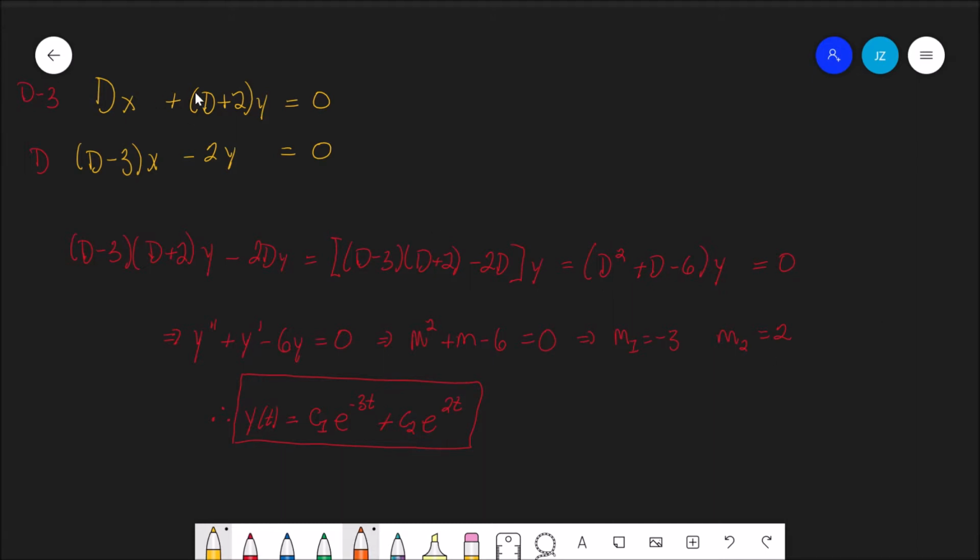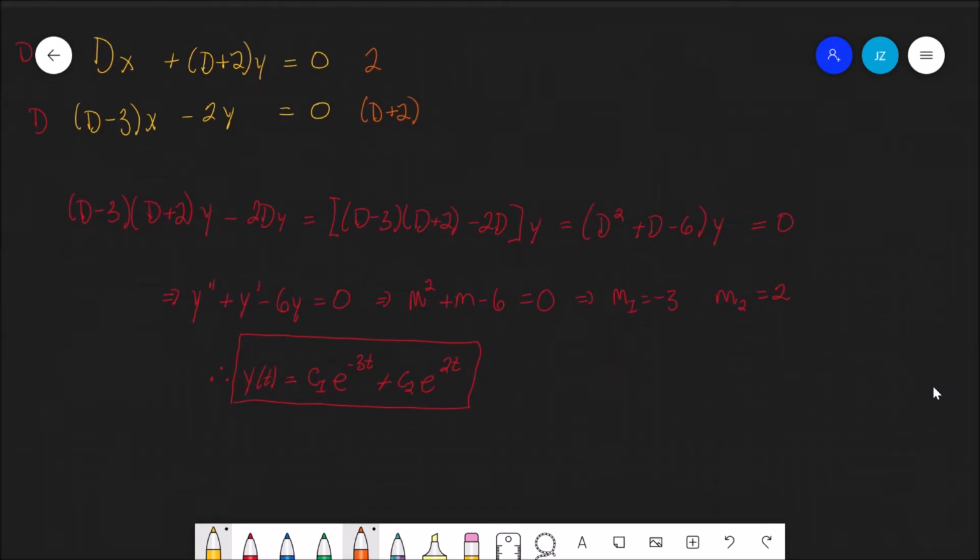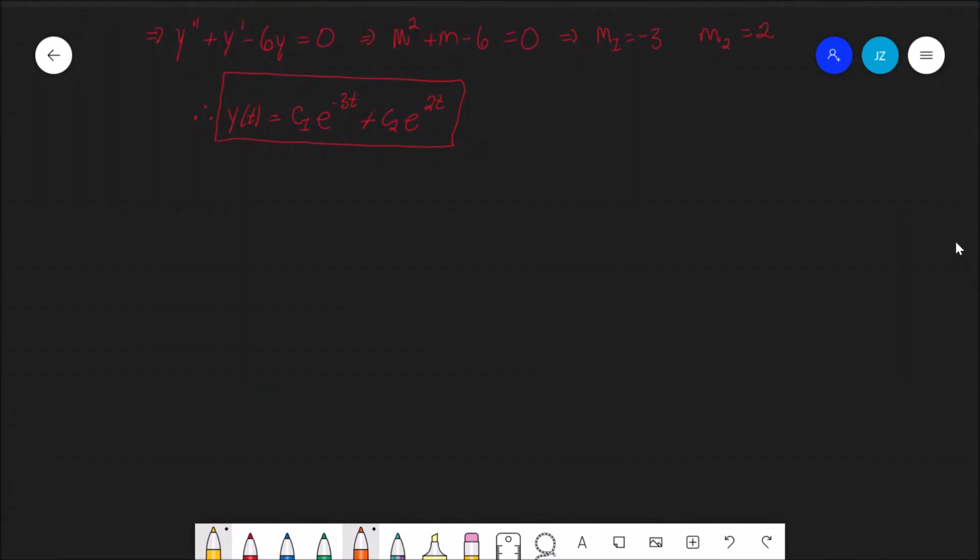Now we come back up to the system. Now I'm going to operate on the first equation by simply 2, and on the second by D plus 2, then add the equations together. Doing so gives 2Dx plus (D plus 2)(D minus 3)x. This will give us (2D plus (D plus 2)(D minus 3)) operated on x, which is (D squared plus D minus 6)x, and that has to equal 0.